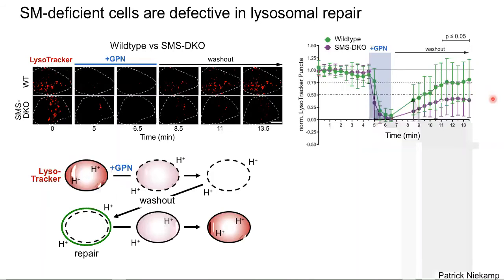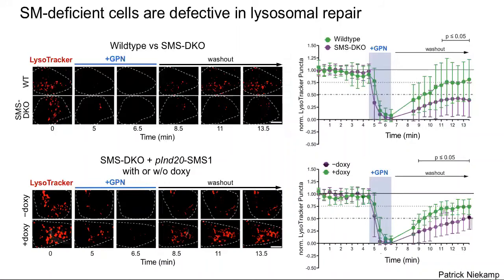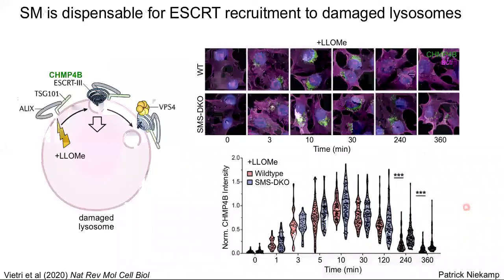And moreover, far fewer LysoTracker-positive structures were recovered in the sphingomyelin synthase mutant cell line than in the wild type. In addition, if we take the sphingomyelin synthase knockout cells and transduce them with a sphingomyelin synthase 1 construct under control of a doxycycline-inducible promoter, the addition of doxycycline was able to restore the capacity of the double knockout to regain LysoTracker fluorescence, essentially to the same level as in wild-type cells after GPN is washed away. So these results clearly point at a critical role of sphingomyelin in the mechanism by which cells repair damaged lysosomes.